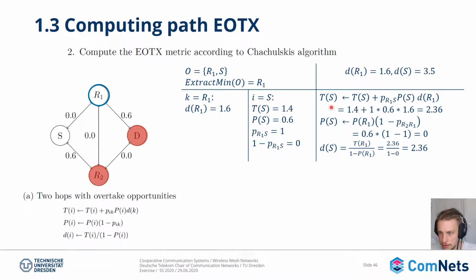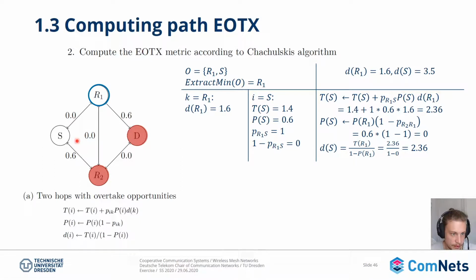I think I've done this now for some steps, so you can see the solution here. And the updated distance now for the only node we can now cycle through, which is S, is 2.36 as opposed to 3.5 before.